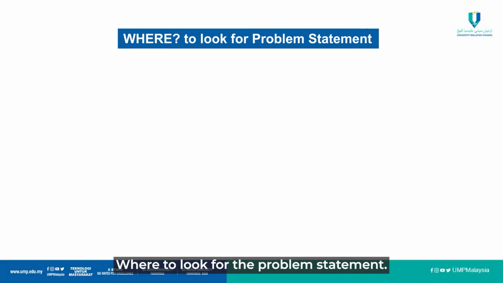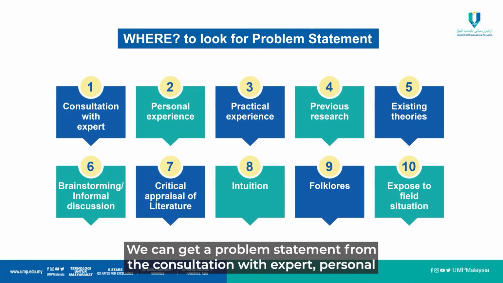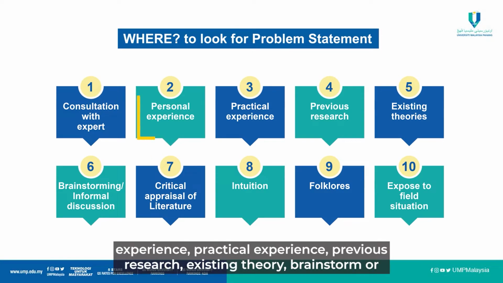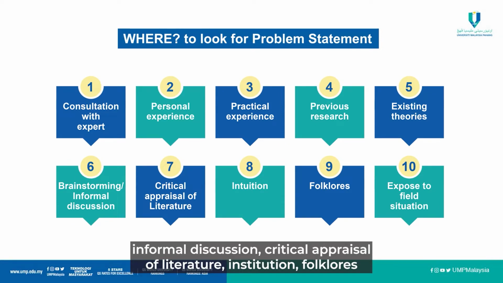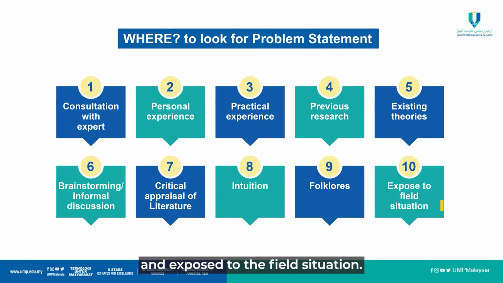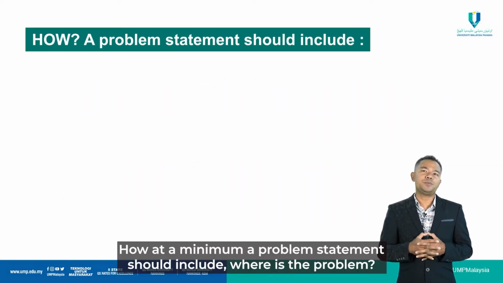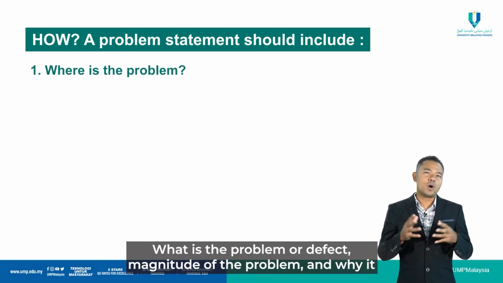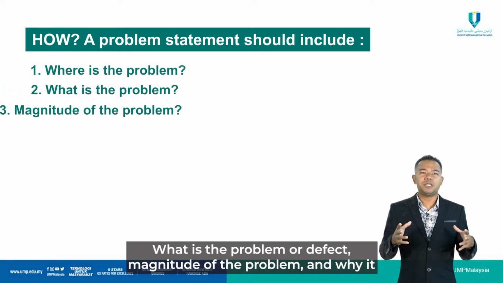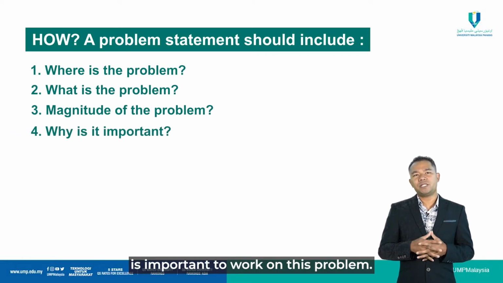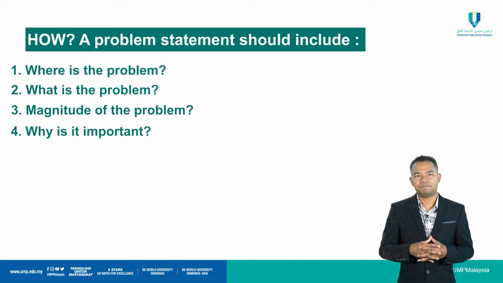Where to look for the problem statement? We can get the problem statement from consultation with experts, personal experience, practical experience, previous research, existing theory, brainstorming or informal discussion, critical appraisal of literature, intuition, folklore, and exposure to the field situation. How? At the minimum, a problem statement should include where the problem is, what the problem or defect is, the magnitude of the problem, and why it is important to work on this problem.